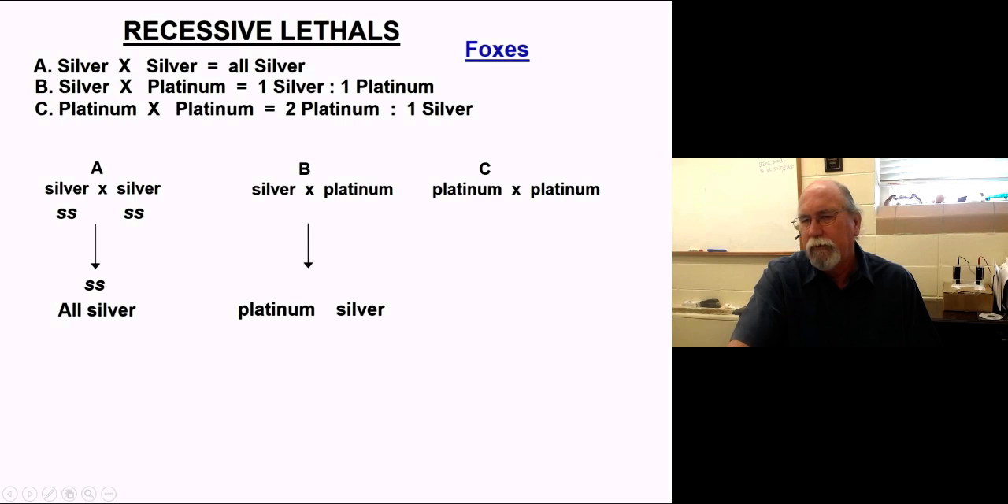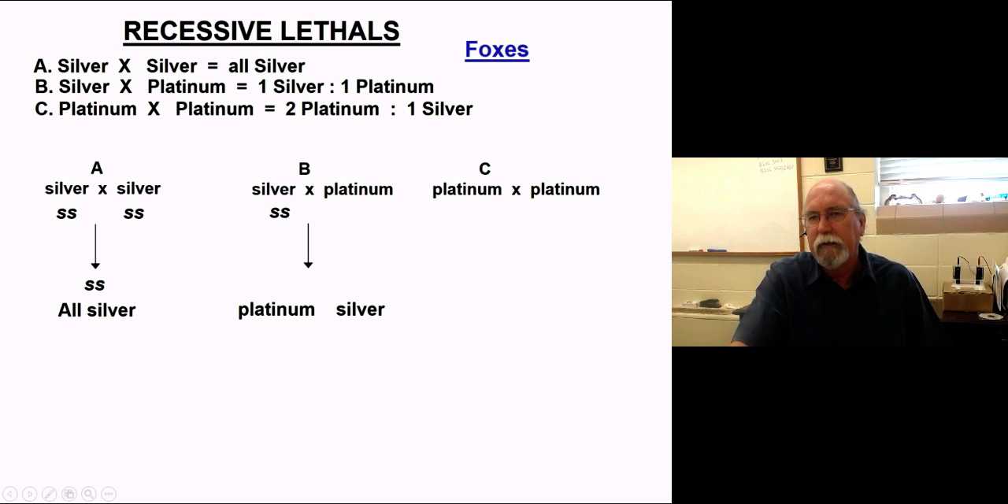And we're trying to figure out how we can get this ratio of 1-to-1 of silver to platinum. Well, silver is this homozygous condition. We'll just call it ss. You can call it little a's if you want or whatever. But notice we don't get 3-to-1s, we don't get 1-to-2-to-1s, we get something else.